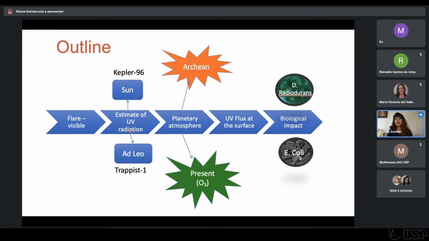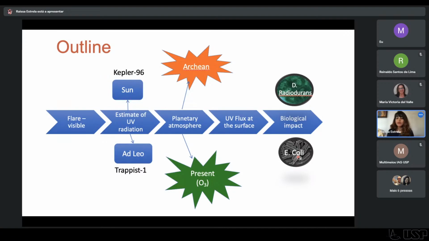So once we get the UV radiation that comes from the flare, we can see how much of this UV radiation would be attenuated by atmosphere in the habitable zone of these planets. So we use a primitive Earth atmosphere that has no ozone and atmosphere with ozone. And then we compute the UV flux that arrives at the surface, and we estimate how much that would impact life as we know here on Earth. So we took an extremophile, Deinococcus radiodurans, that can survive extreme radiation, and a regular microorganism, Escherichia coli, that lives in our gut.